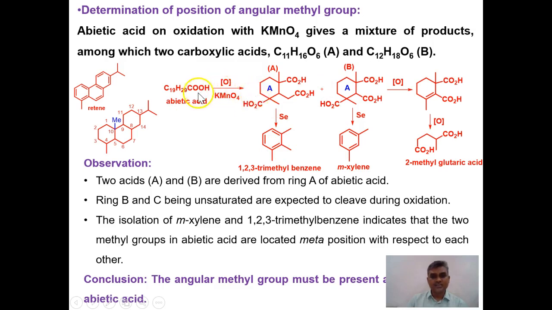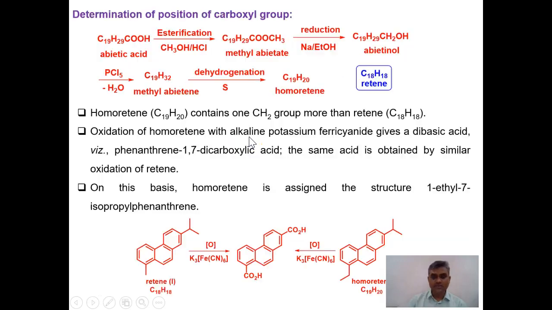So oxidative degradation of abietic acid with KMnO4 forming two isomeric carboxylic acids has informed a lot of things. First of all, the presence of a methyl group at the 10 position, because we got such aromatic compounds. Secondly, ring A is intact during the oxidation. It means that these two rings are cleaved, and the cleavage of these two rings is possible only when we assume the presence of double bonds in ring B as well as ring C. So in this way, we have concluded that double bonds may be present in ring B as well as C, and we have proved the position of the angular methyl group at position number 10.